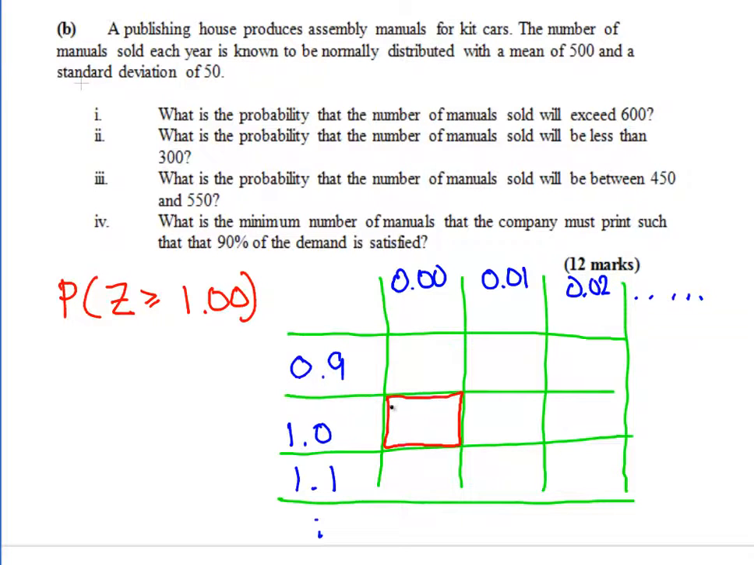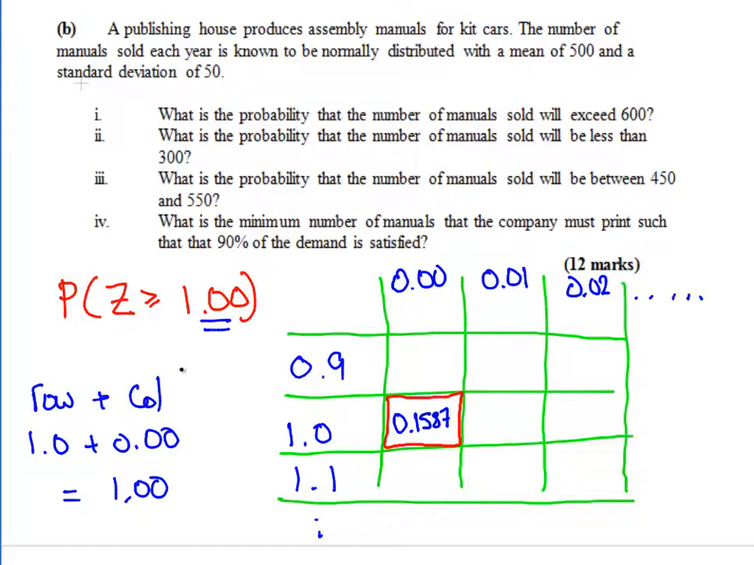And that is equal to 0.1587. Okay. Again, just to be clear, the row number plus the column number is 1.0 plus 0.00, and that is equal to 1.00, which is what we have up here. This is what we're looking for. So that's how the tables work. So the answer is 0.1587.